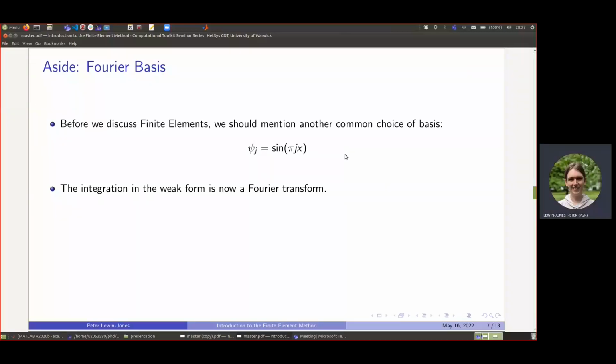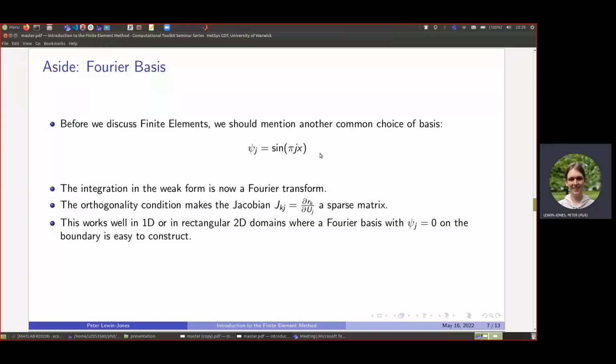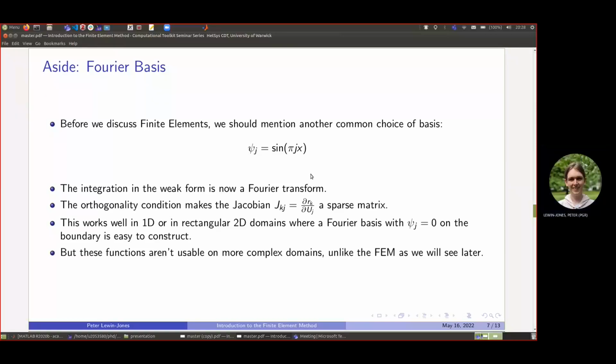and so on. Little detail is that the orthogonality condition on these functions means that this drk duj is a sparse matrix, which we'll talk about later why that's important, but it means that this is a very sensible choice of basis. And this works incredibly well in 1D or in rectangular 2D domains, because constructing a Fourier basis that is 0 on domain boundaries in rectangular domains is very easy. But you couldn't use these functions on a more complex domain, because your basis functions need to be 0 on a domain boundary, and trying to find that if the domain was much more complicated just wouldn't work.